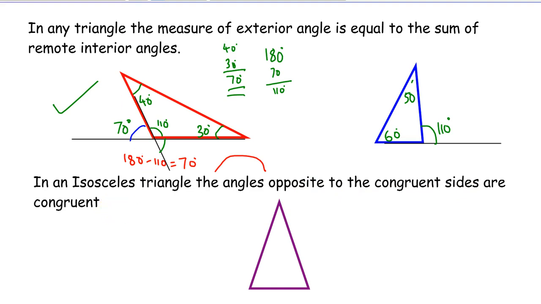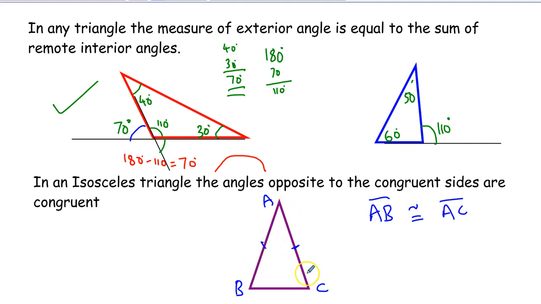What is an isosceles triangle? An isosceles triangle is one in which two sides are congruent. So here in this triangle, we can see that those two sides are congruent. Let me call it triangle ABC. In this, the side AB is congruent to the side AC. Now, what are the angles opposite to AB and AC?